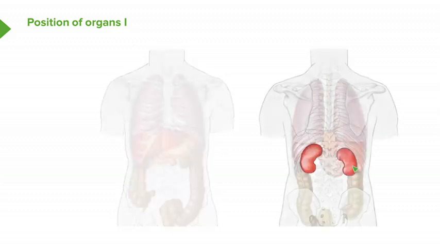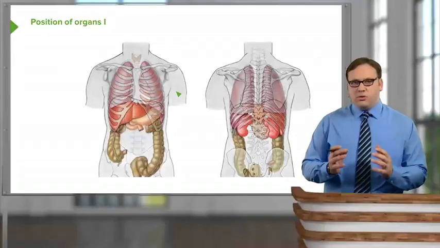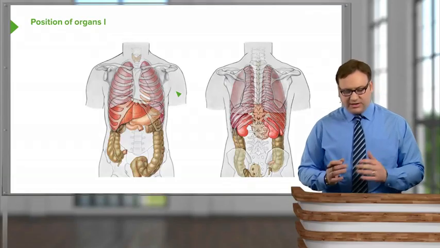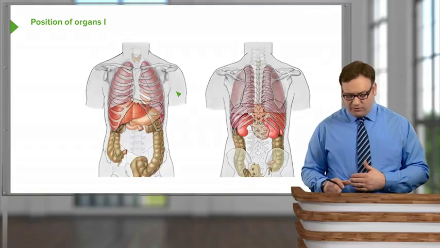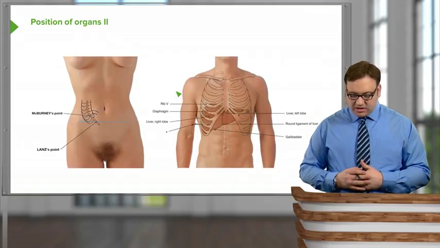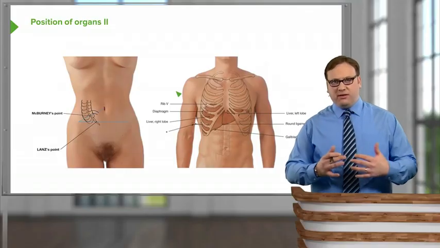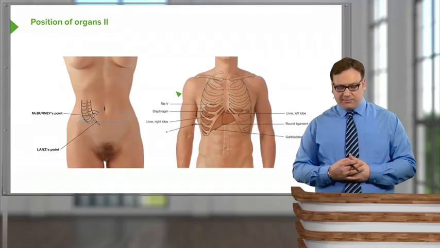Over here, we've got a posterior view, and we can see where the kidneys are located either side of the vertebral column. We can also see tucked up over here, we have the spleen, which you can just about make out on this left-hand side. So we'll look at the various positions of these organs as we go through the course, but this provides a good general overview. So now we can relate the surface landmarks that we spoke about previously to a couple of these organs, like the liver and the appendix.